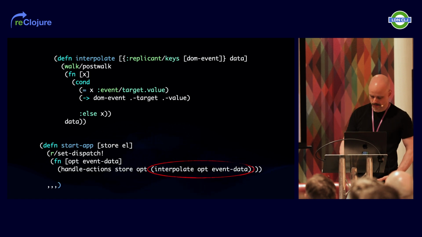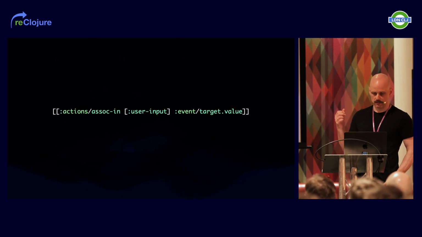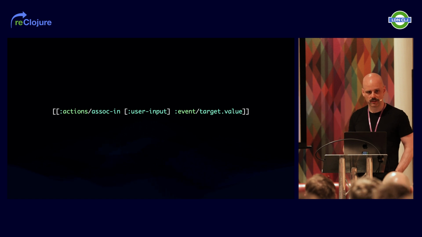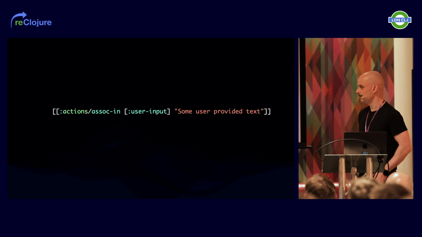What happens now? Well, I can render with an action like this that has a placeholder, but by the time it reaches handle actions, it looks like this. It contains the text the user entered.